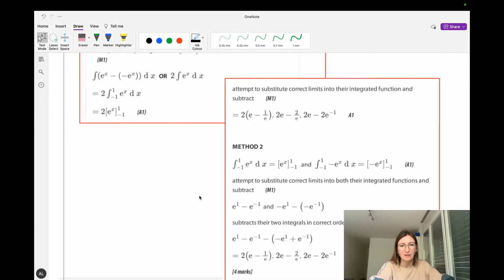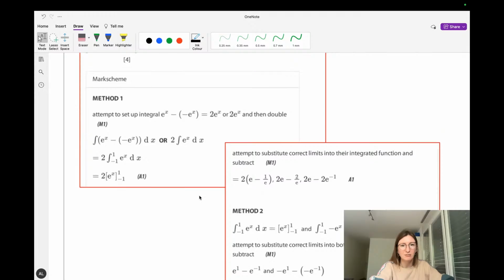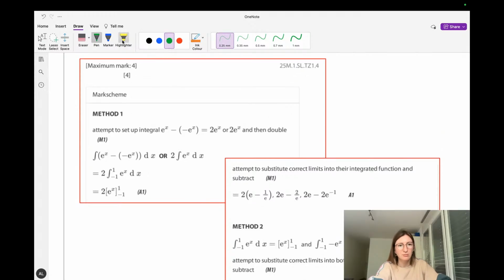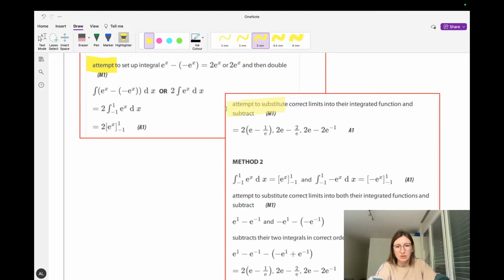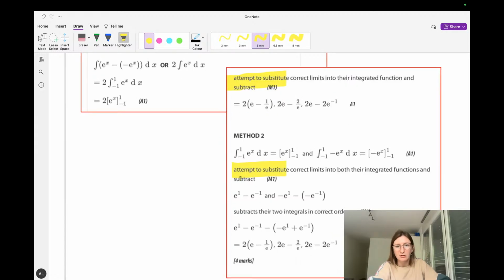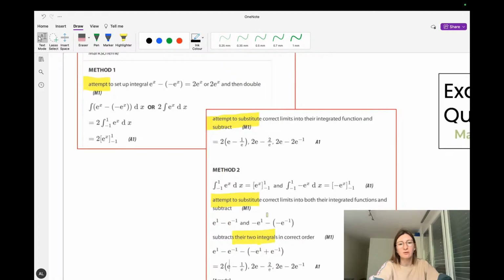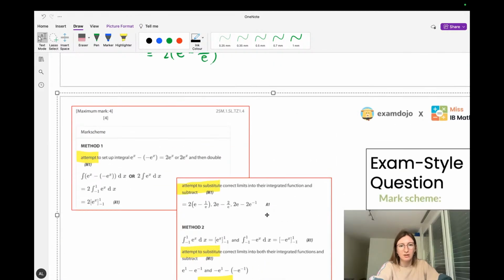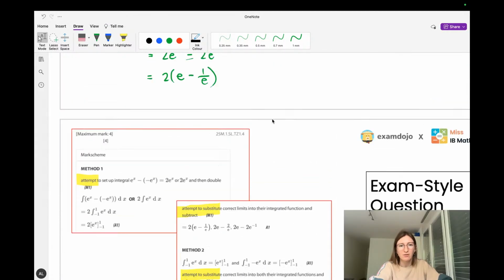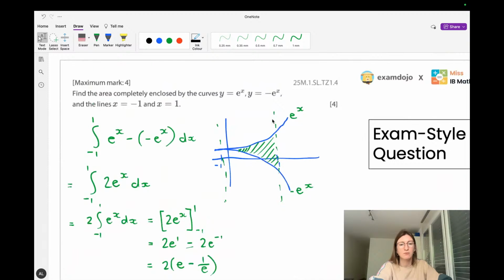Okay. Yeah, the mark schemes, there's nothing crazy. There's a lot of attempts to do something, attempt to set up an integral, attempt to substitute, subtract their integrals. So even if you have no idea what to do or you don't understand, just write what you think is happening, and it doesn't matter if it's wrong. You can so often get method marks for attempting. And again, that goes for all questions.